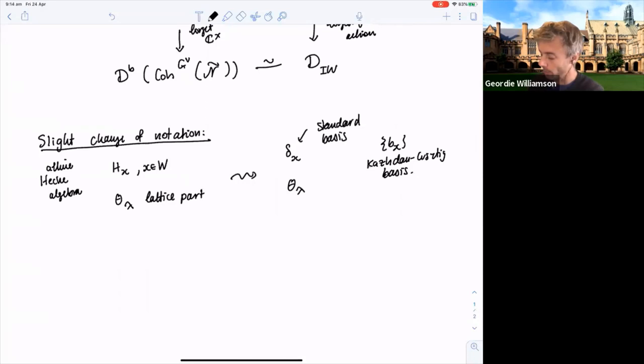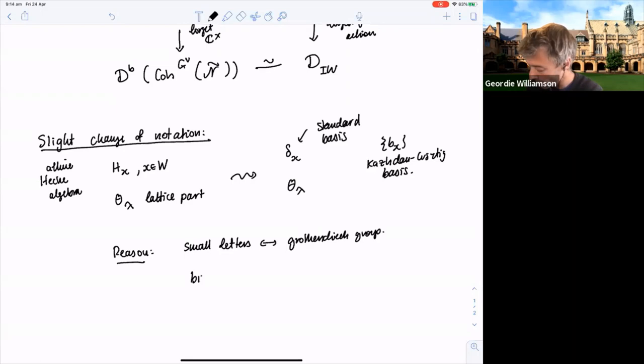And the reason that I'm doing this, I actually started doing this last term and then I kind of forgot and went back to this notation, but I want to go back to the other notation. And the reason is small letters are in the Grothendieck group, and big letters are objects in the categorification. Okay. And I just think that this simplifies things.